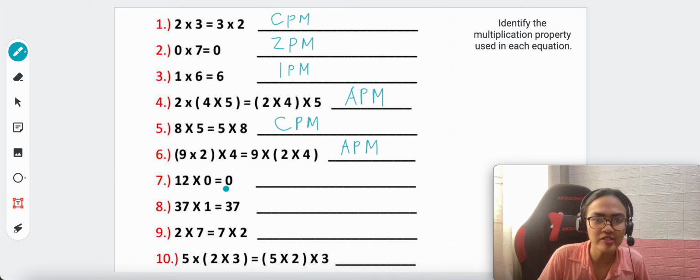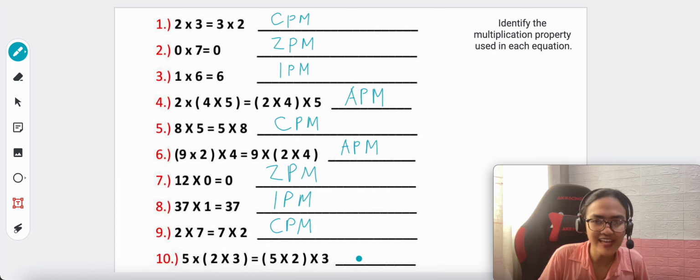Next, 12 times 0 is equal to 0. That is the zero property of multiplication. How about 37 times 1 is equal to 37? Identity property of multiplication. 2 times 7 is equal to 7 times 2. That is the commutative property of multiplication.